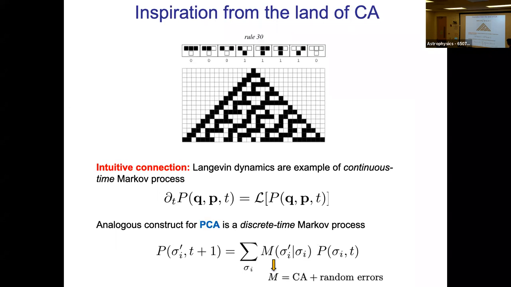But one key difference is that Langevin dynamics come with noise, and cellular automata are deterministic. So in order to get the essence of these fluctuations from Langevin dynamics, the analogous construct in this kind of discrete time Markov setting is thinking about something called a probabilistic cellular automata. Very simple. It's literally take what your original cellular automata rule was, and with some probability of an error, you just don't follow that rule, and you do something else. So physically, think about the errors there as precisely this probabilistic nature of the PCA.